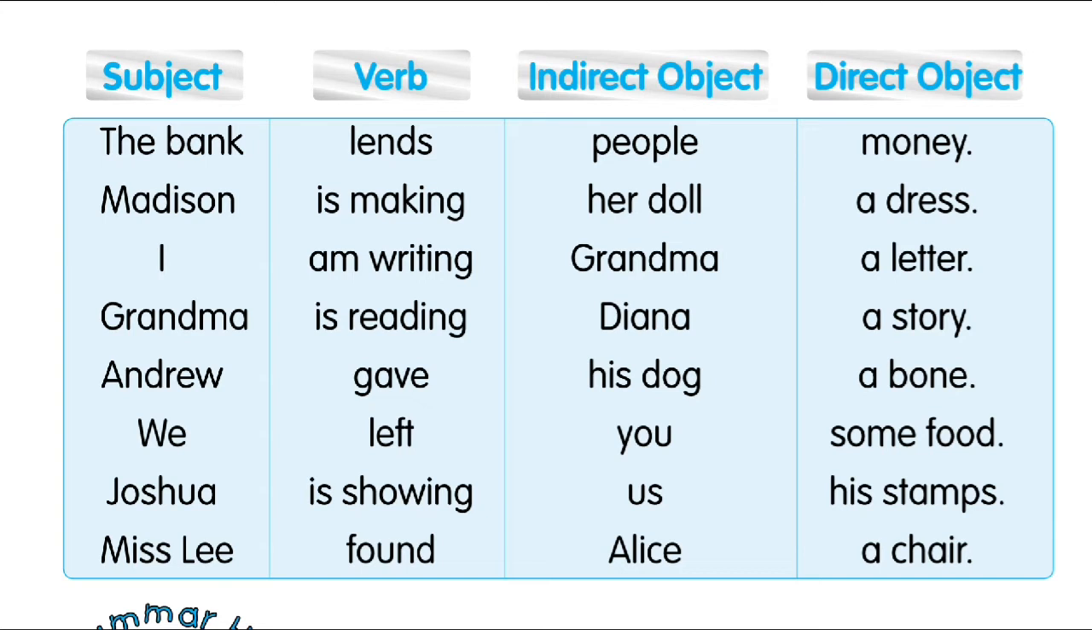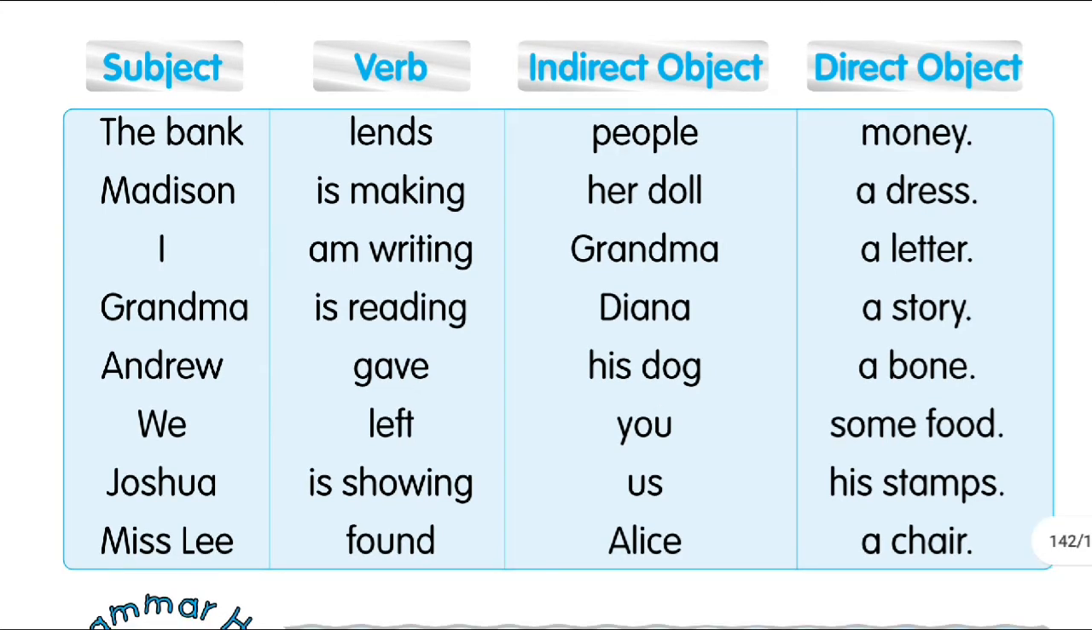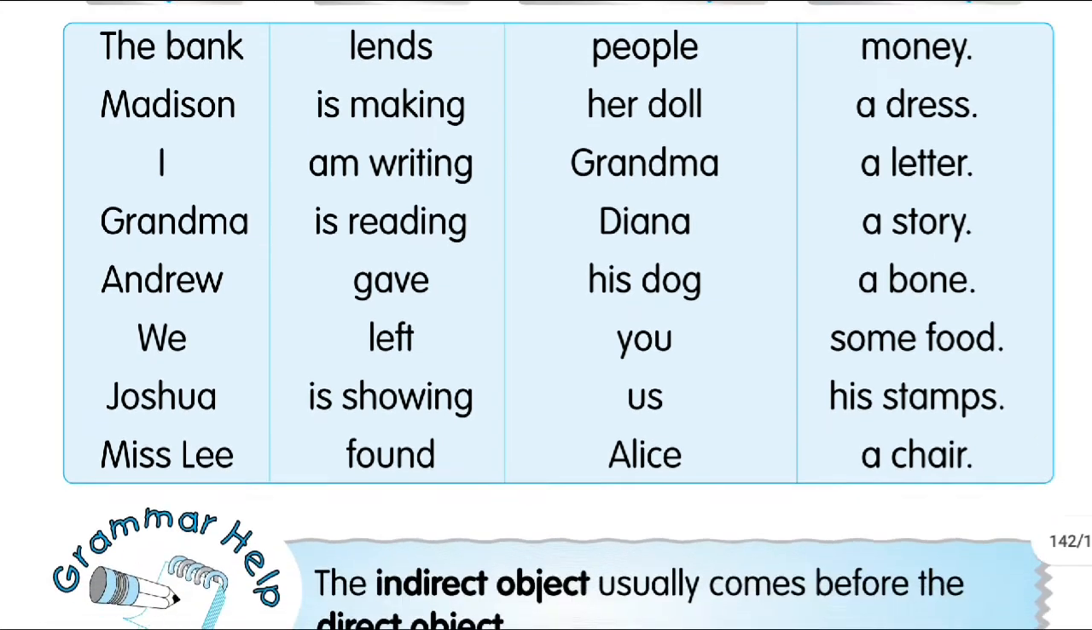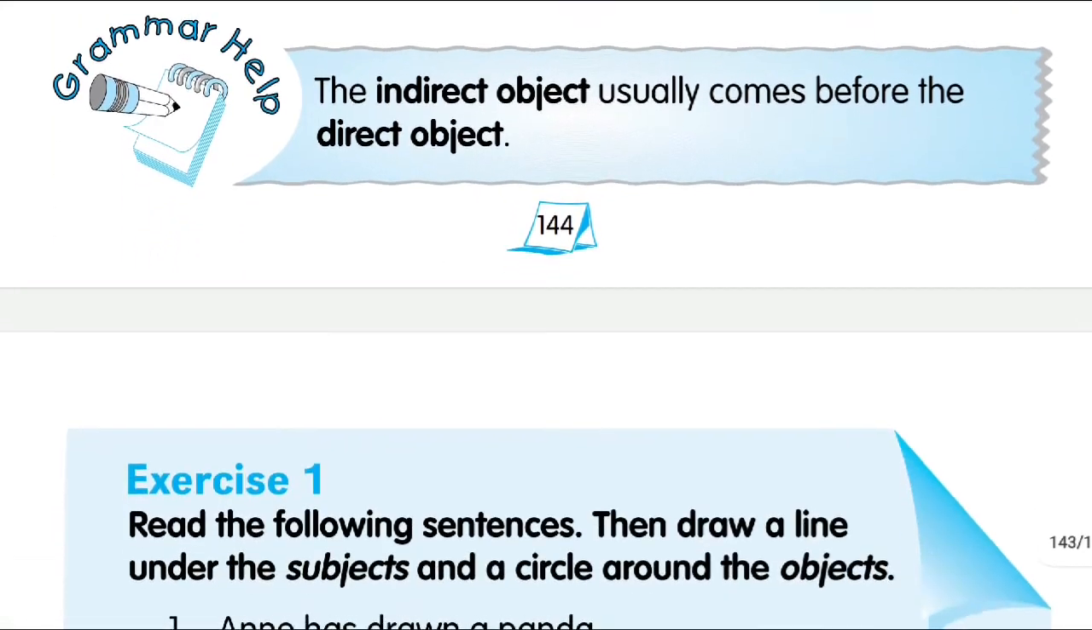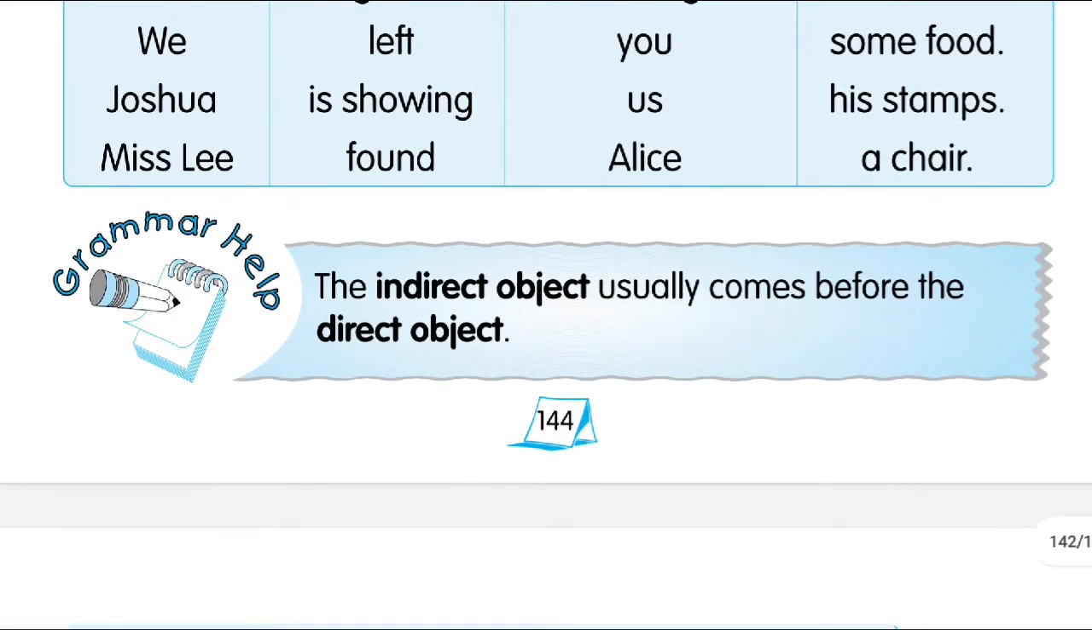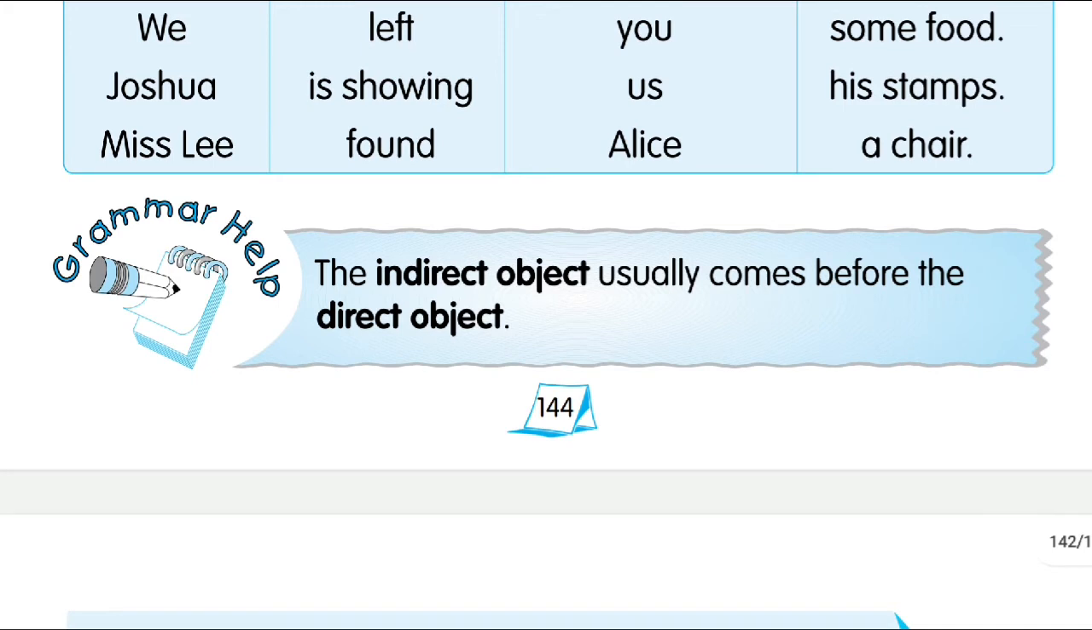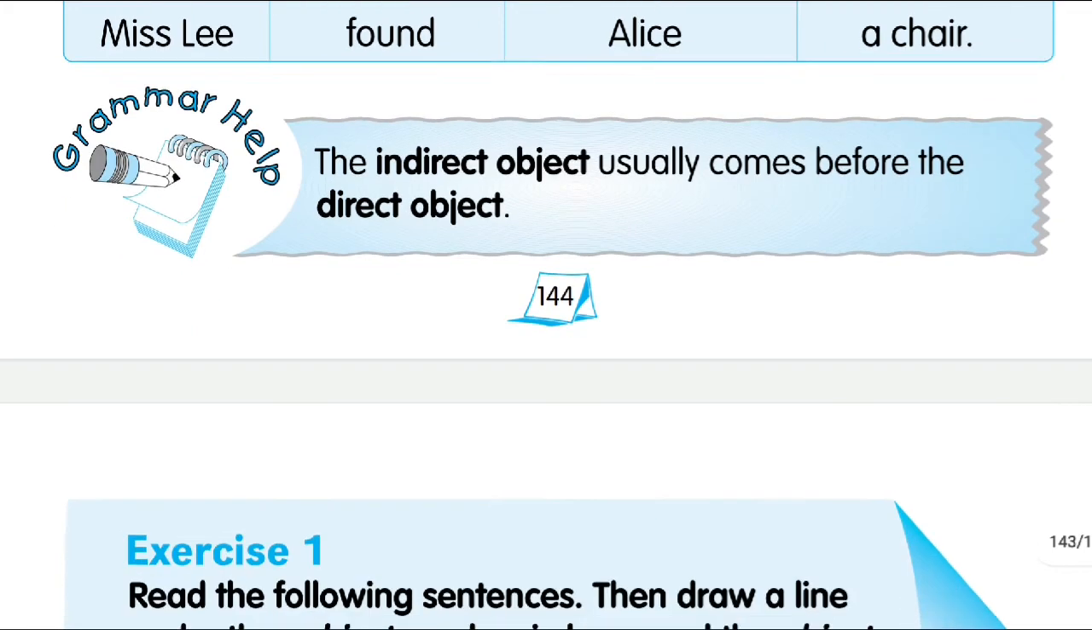Mom is making her doll a dress. So a dress is directly linked with the doll. I am writing grandma. What am I writing? A letter. That's why a letter is the direct object here. So like that you can learn many sentences from this table, and you can learn about indirect and direct objects. And the most important thing, the indirect object in most cases comes before the direct object.